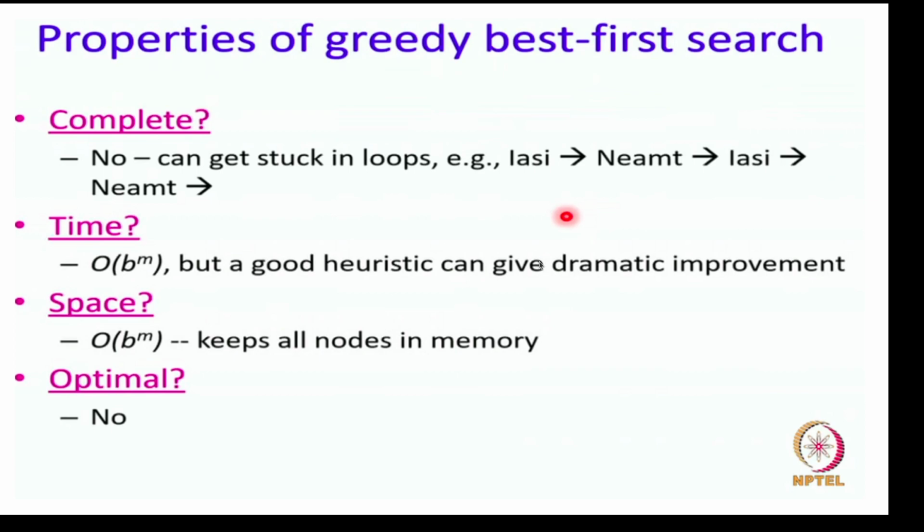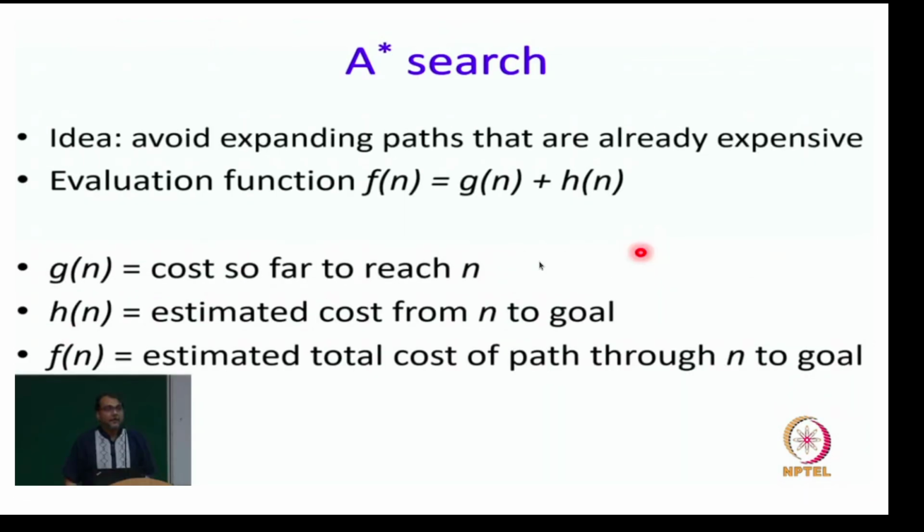Is it optimal or not? Obviously no. Why? Because if it is not complete, how can it be optimal? There are a few situations where it is not able to find the solution, because it may fall in a loop. So obviously it will not be optimal.